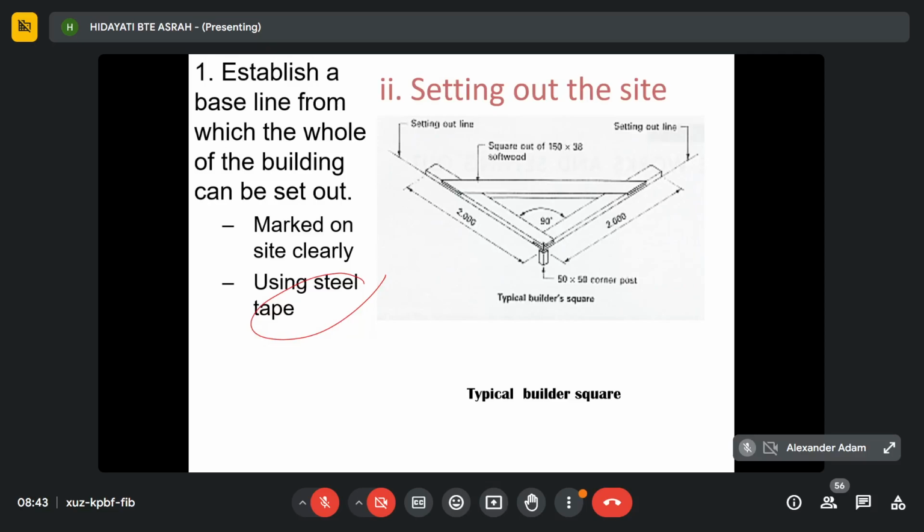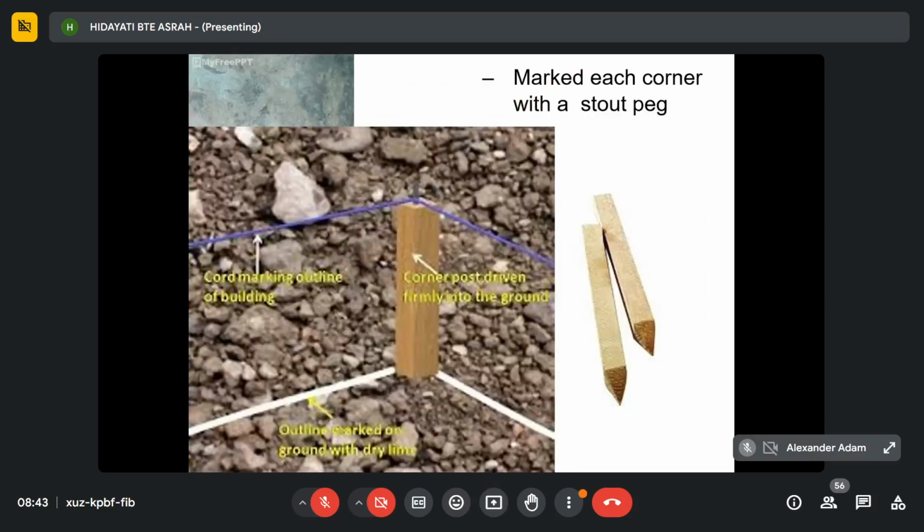Just brief information on the process. Okay, and then this is the start peg. After you identify the length and the corner, you have to mark each corner with a start peg. So this is an example you can see here.